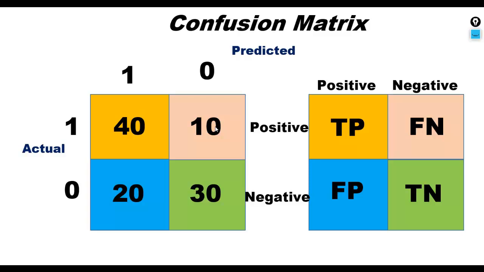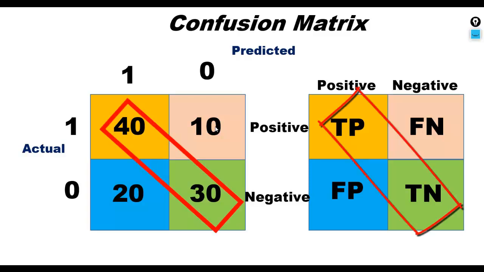So in binary classification, the goal is to increase both true positives and true negatives while minimizing false positives and false negatives. So based on these four values, we can evaluate the performance of classification models. And classification metrics are derived from these values that we will discuss shortly.